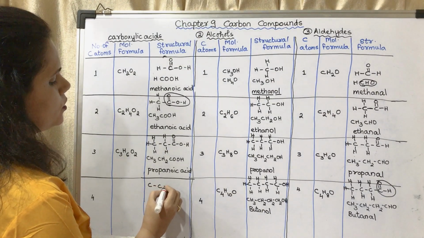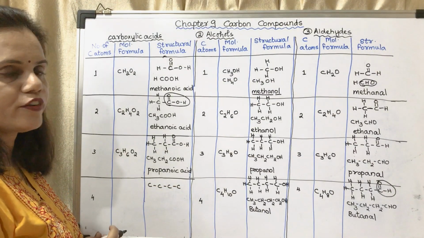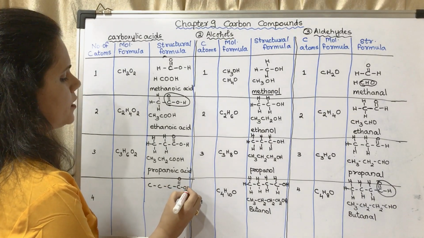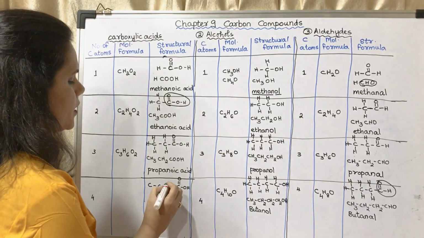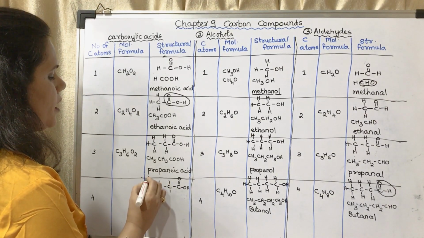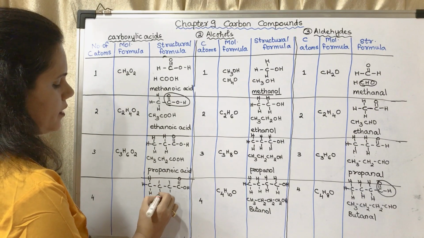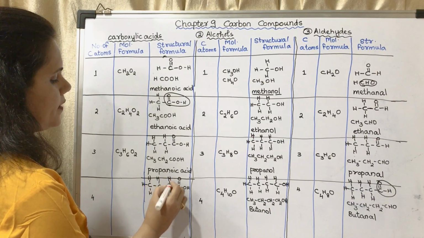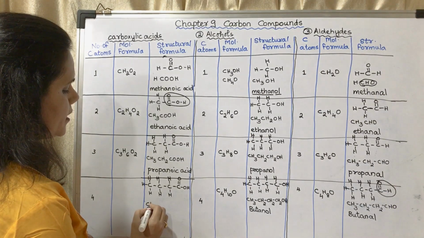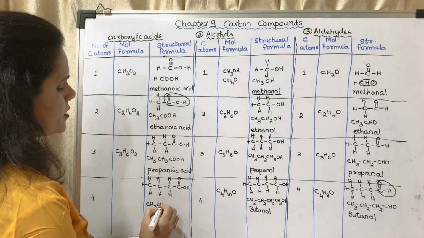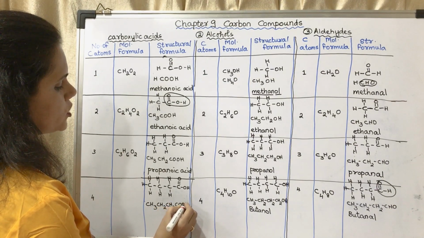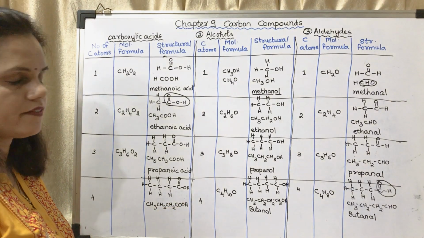1, 2, 3, 4. Okay, 4 carbon atoms. The one towards one end, it is having this functional group. The others with 4 branches each. Okay, I have to write H everywhere. Okay, now the condensed structural formula, it will be CH3, CH2, CH2, COOH. This will be the condensed structural formula.